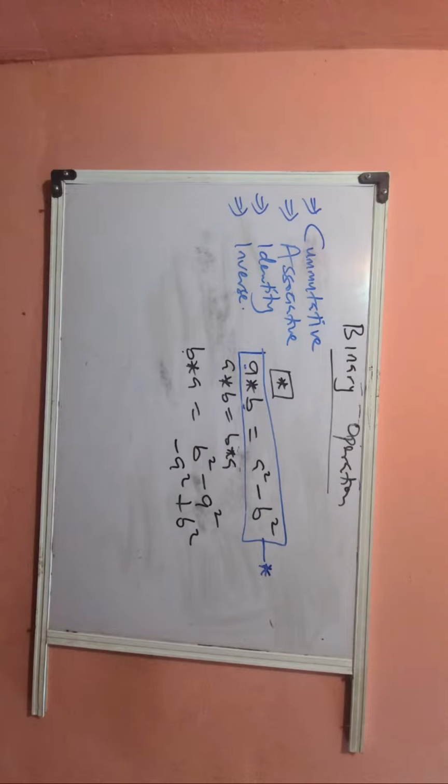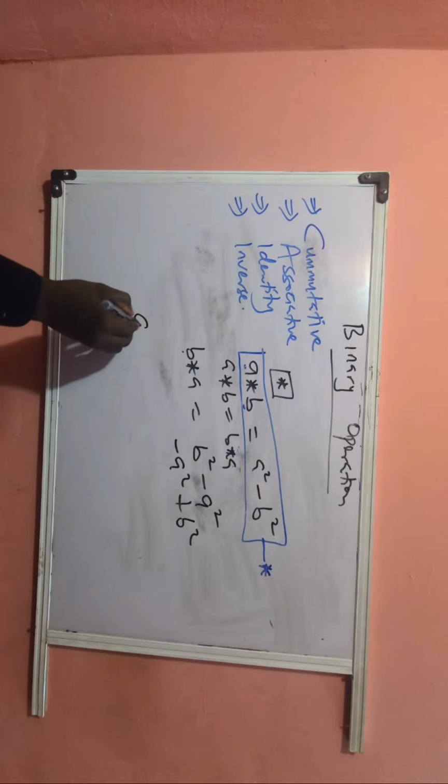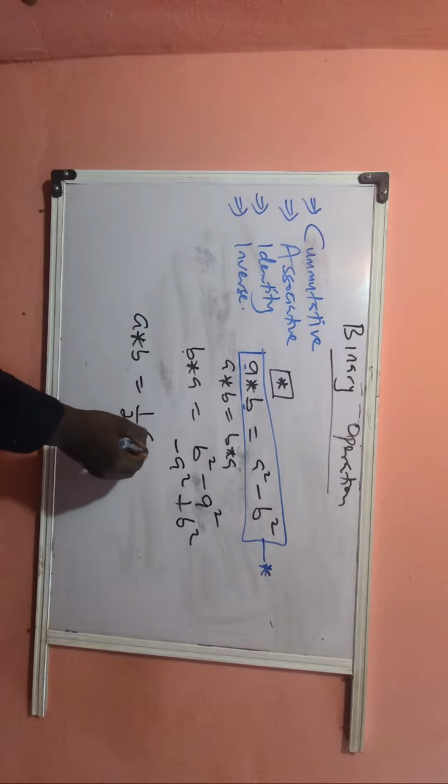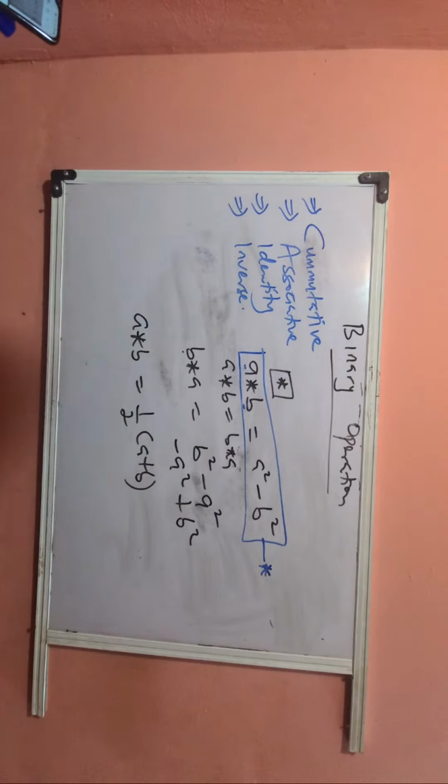Now, let's try and solve a few questions. We're given this question: A star B equals 1 over 2 (A plus B). I have a question I would love you to solve very soon, so please pay attention. I want you to investigate if this is commutative and if it's associative. I think you should first investigate commutativity, then we'll go on to explain the associative property under binary operation.